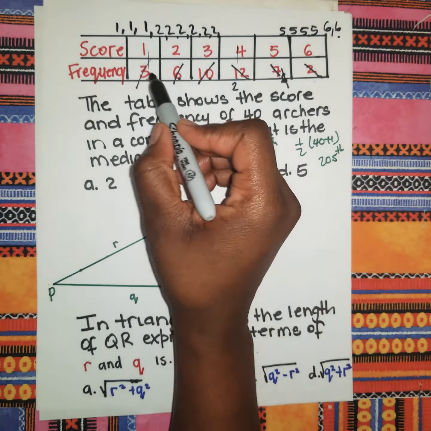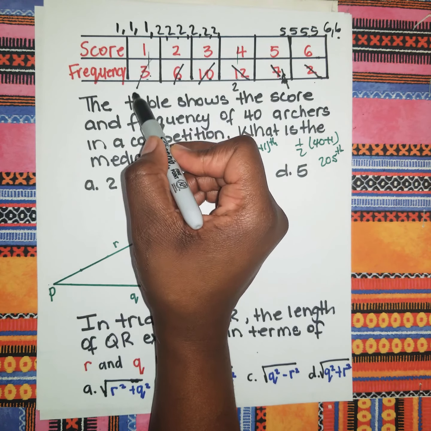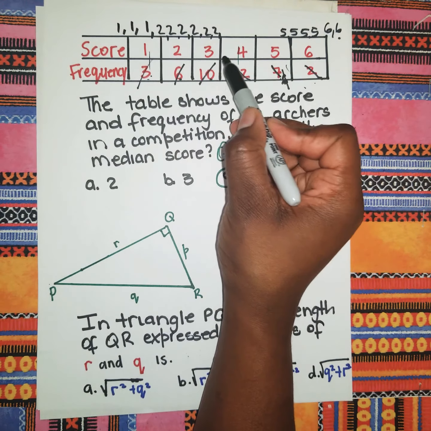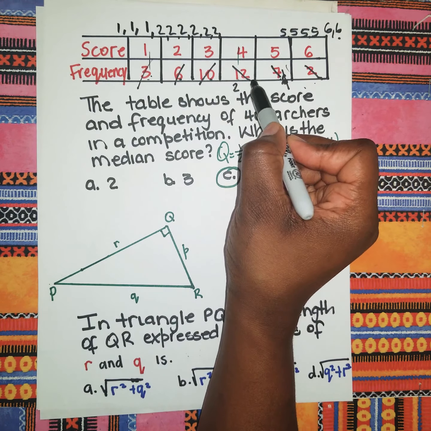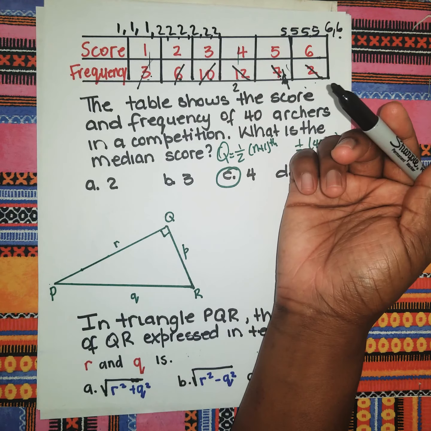So remember, cancel from each side. So take 3 from here, 3 from here, 6 from here, 6 from here, 10 from here, 10 from this side, until you reach the middle. So that's the goal, and I hope that one helped.